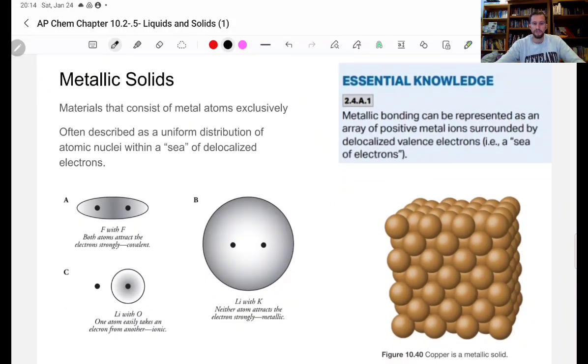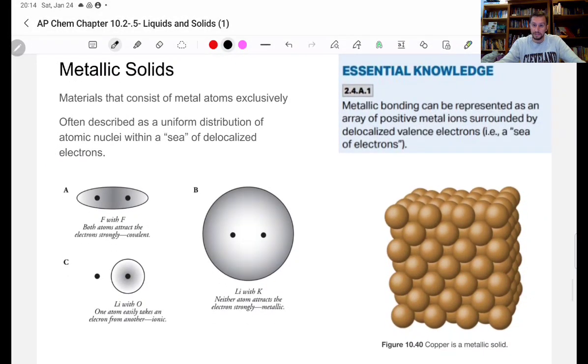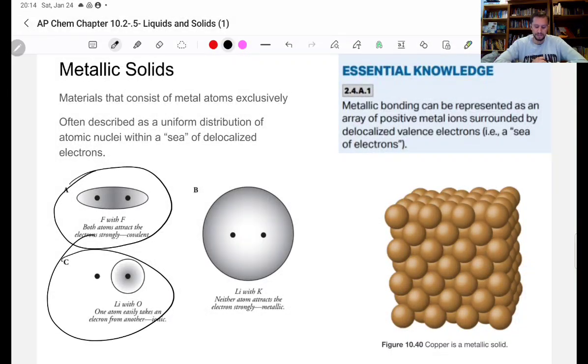And so they're often described as a uniform distribution of atomic nuclei within a sea of delocalized electrons. So you remember describing the different types of bonds, where we have covalent bonds, where the electrons that are being quote-unquote shared are more likely between the two nuclei, which increases the attraction and minimizes the repulsion. We have ionic bonding here in C, where there's more attraction for one nuclei than the other due to electronegativity differences, and that's the lowest energy configuration, so the electrons are on average closer to one atom than the other.